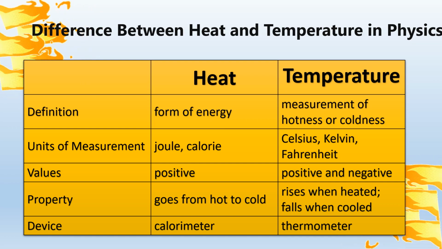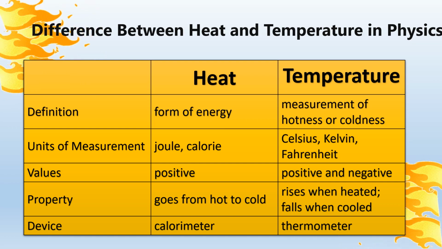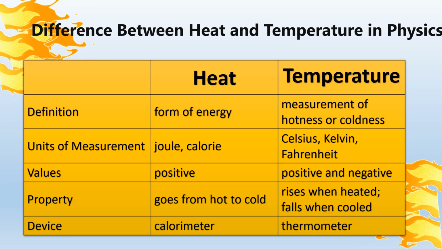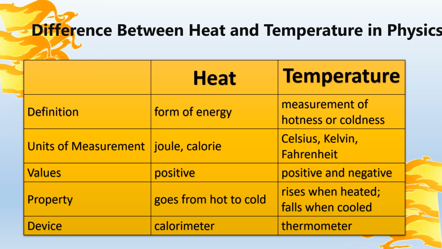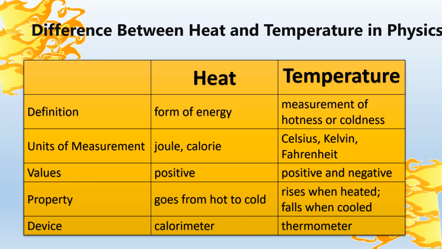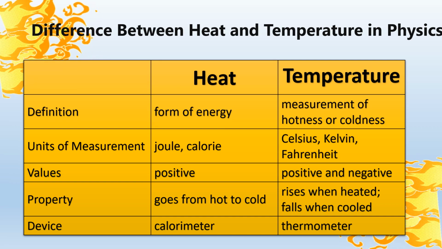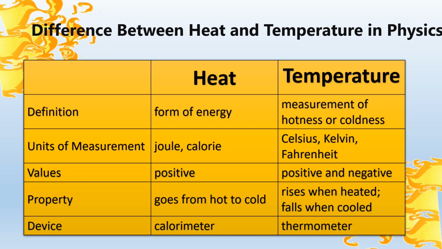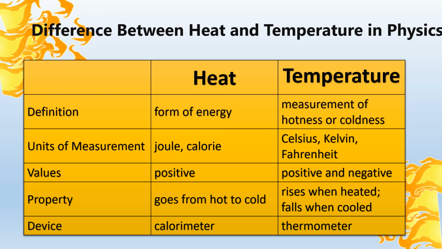The value of heat is positive. The value of temperature can be positive and negative both. Like when you measure the temperature of a very cold object, it could go to minus 5 degrees, minus 6 degrees, and if it is positive, it would go to 100 degrees centigrade as well. That is the temperature of boiling water.